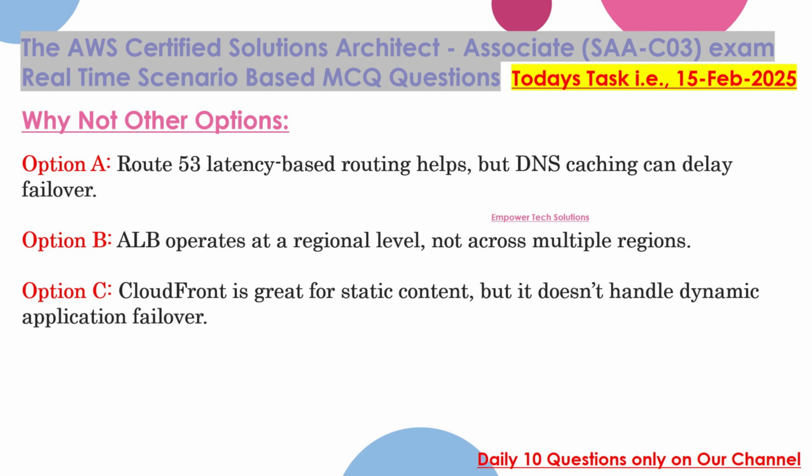Why not other options? Option A. Route 53 latency-based routing helps, but DNS caching can delay failover. Option B. ALB operates at a regional level, not across multiple regions. Option C. CloudFront is great for static content, but it doesn't handle dynamic application failover.